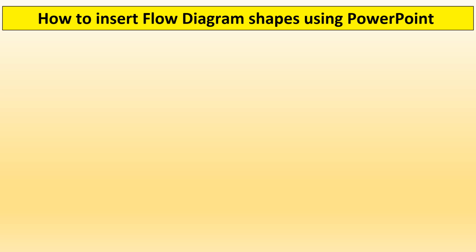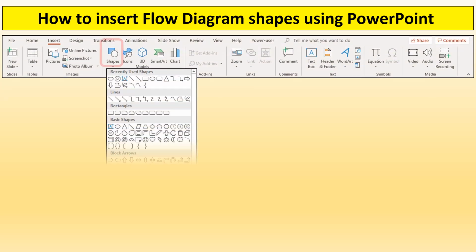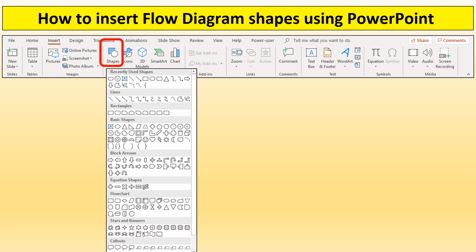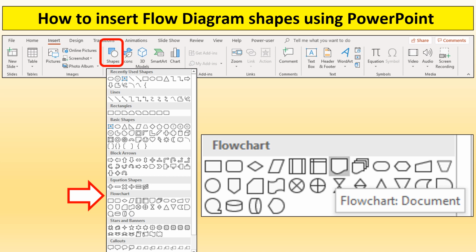Okay, now we'll see how to insert flow diagram shapes using PowerPoint. When you insert, then press on shapes. You will find many shapes. On the bottom of this table, you'll find the flow chart, and when you put the click sign on the shape, it will describe the type of the shape, and to write the flow chart, it will be a document. So this sign is for a documentation.